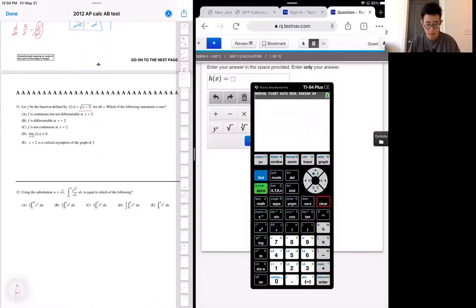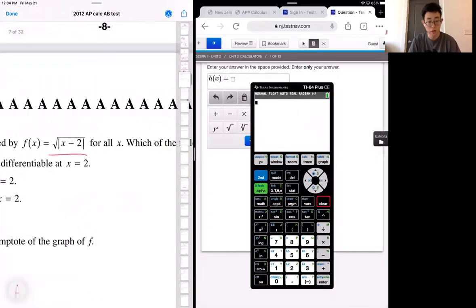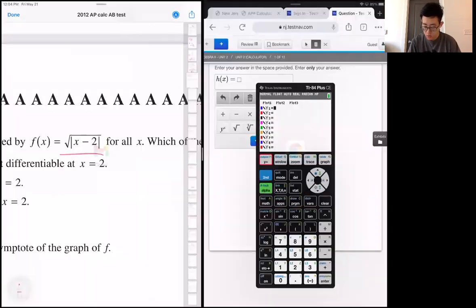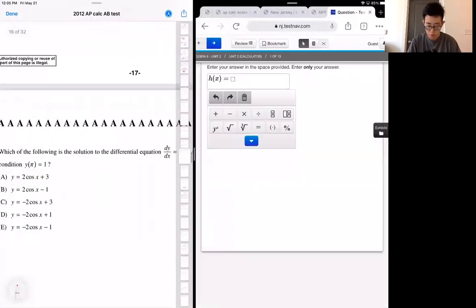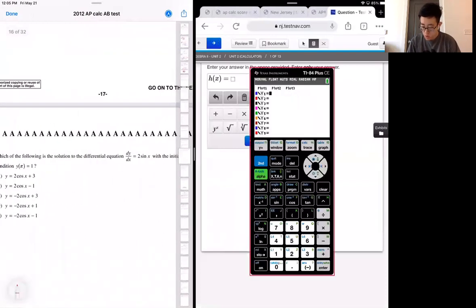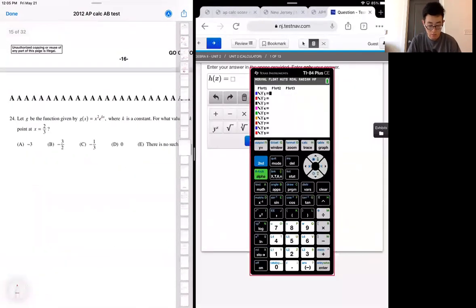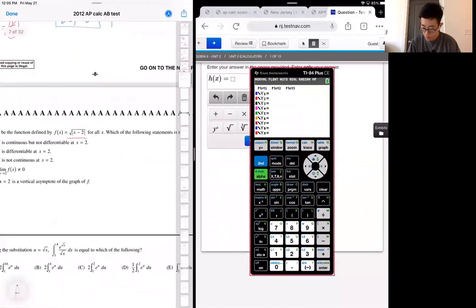All right, so there we go. I'm going to graph the function that's provided for us here. It says y is equal to the square root of the absolute value, which you can find in math, then scroll right one to numbers. So then that is going to be x minus 2. And then you press graph for that.